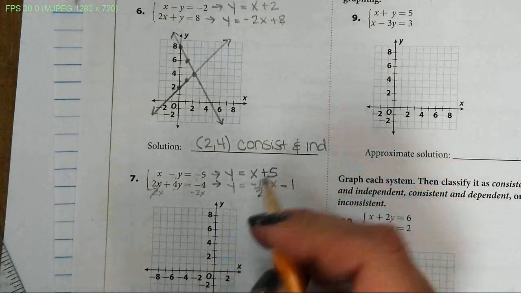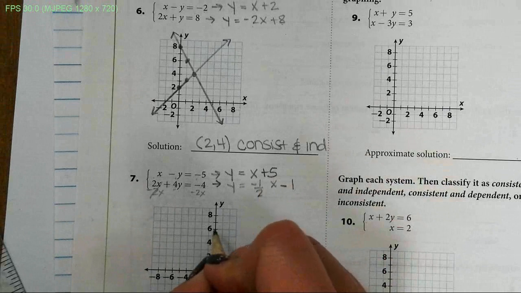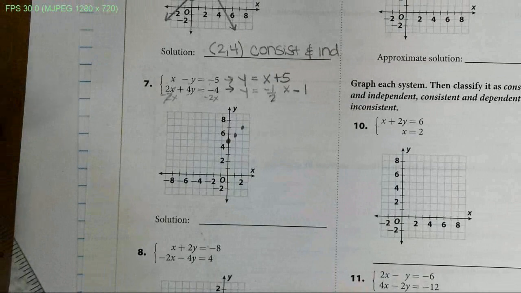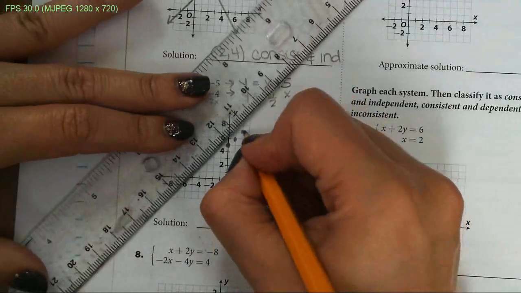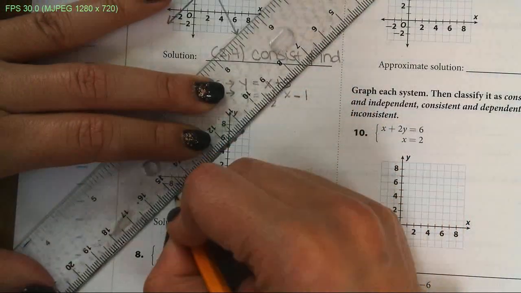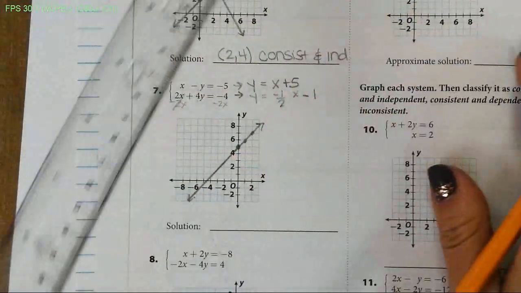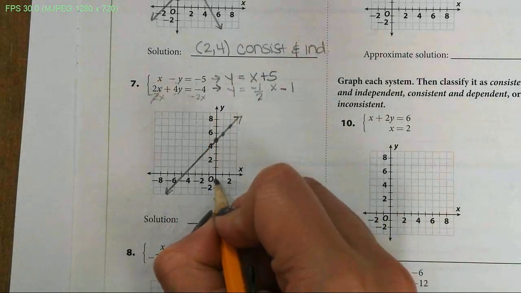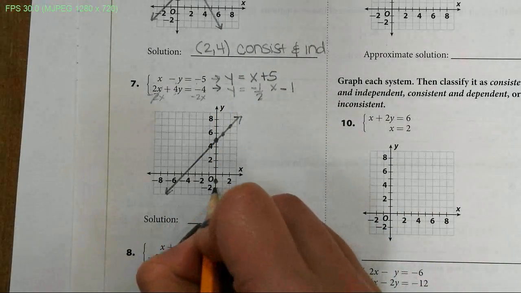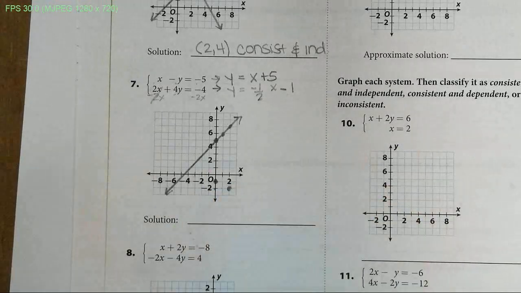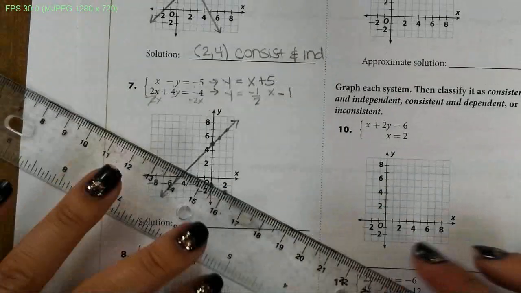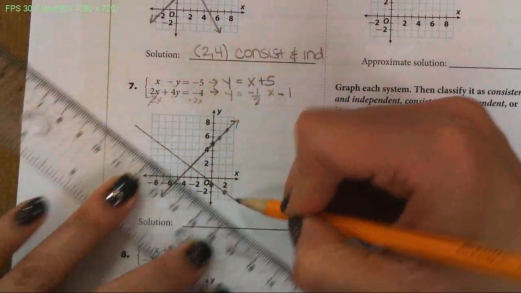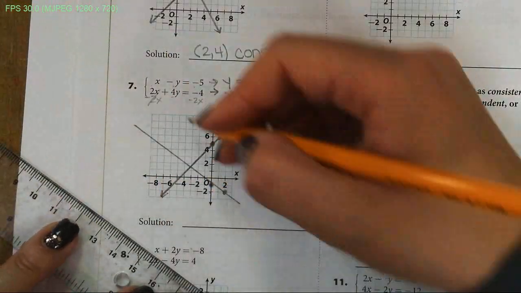I'm going to start here at a positive 5. Again, I have a slope of 1, so that means I go up 1 to the right 1. Plot that. Then I go ahead and do my next one. Over here I have a negative 1, slope of down 1 to the right 2. And I can go ahead and graph that. My line's a little bit shifted.